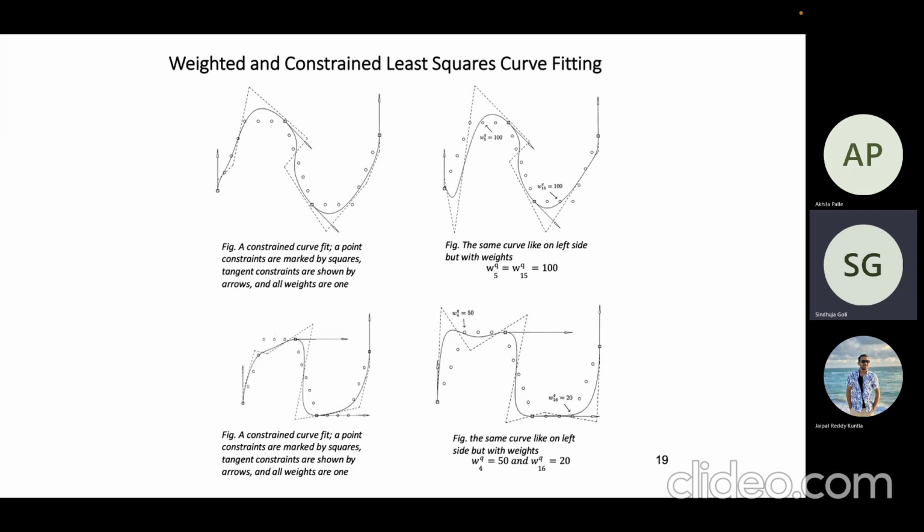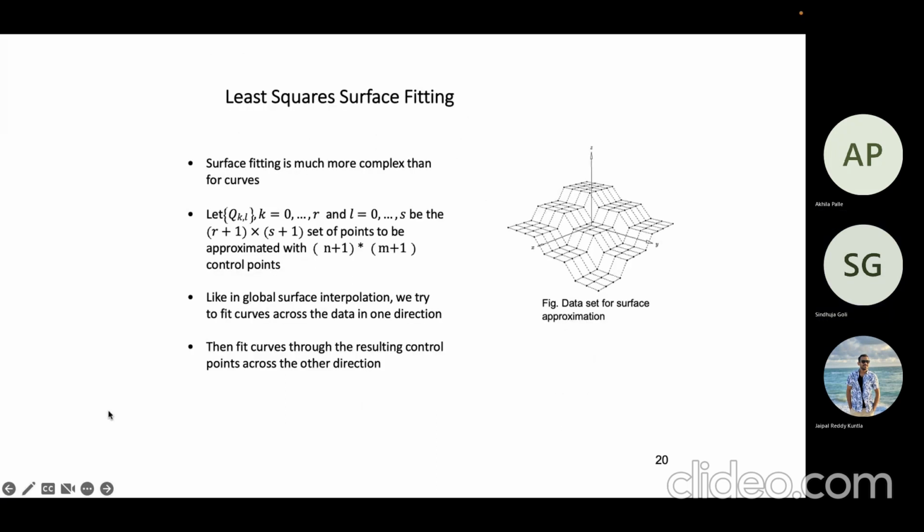And if you see the third one, it is a constrained curve fit. Point constraints are marked by squares. Tangent constraints are shown by arrows, and all the weights are 1. Whereas the fourth picture is similar to the third one, but it has weights. W per q base 4 is equal to 50 and W per q base 16 is equal to 20.